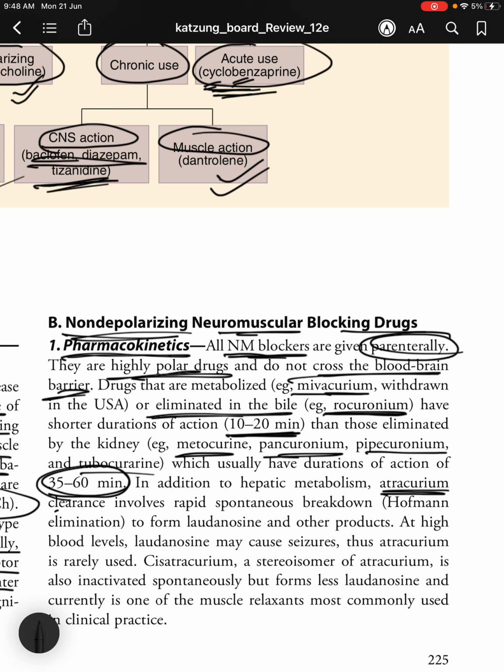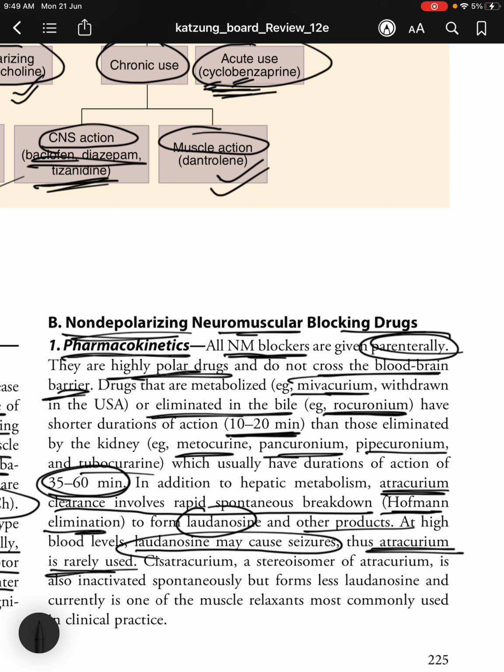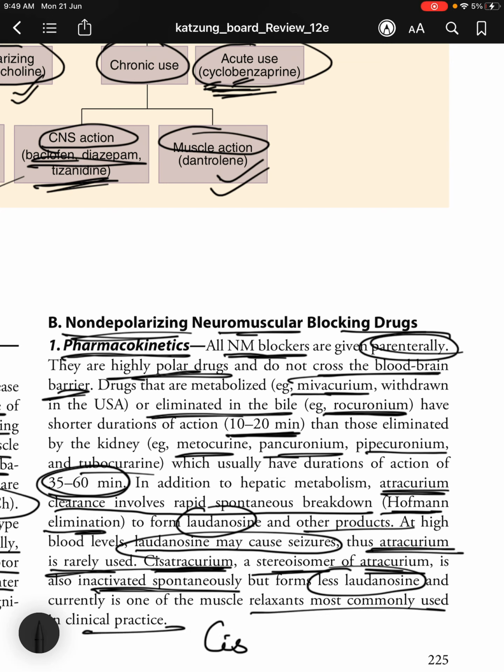In addition to hepatic metabolism, atracurium clearance involves rapid spontaneous breakdown via Hofmann elimination to form laudanosine and other products. At high blood levels, laudanosine may cause seizures. Thus, atracurium is rarely used because its metabolite, laudanosine, after Hofmann elimination, can cause seizures at high blood levels. Cisatracurium, a stereoisomer of atracurium, is also inactivated spontaneously but forms less laudanosine and is currently one of the muscle relaxants most commonly used in clinical practice. So, what is it? Cisatracurium.